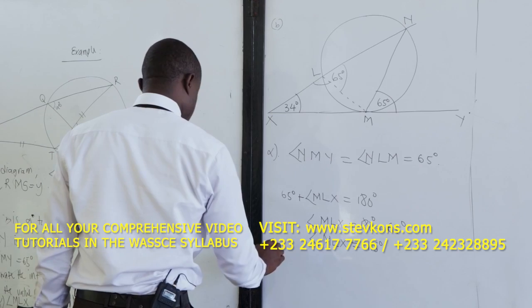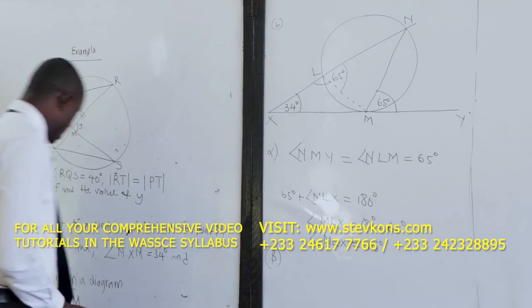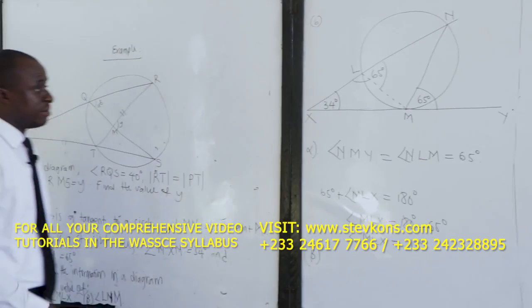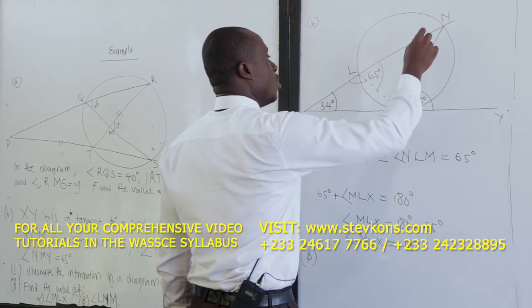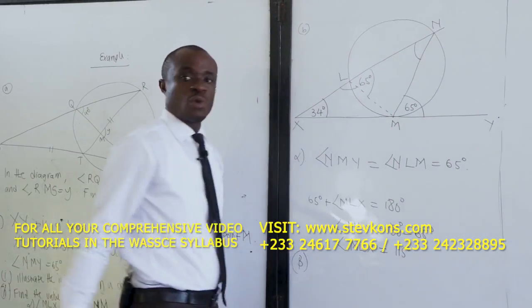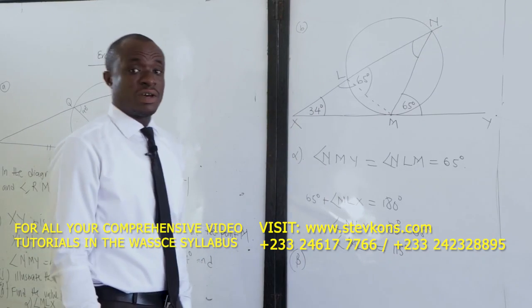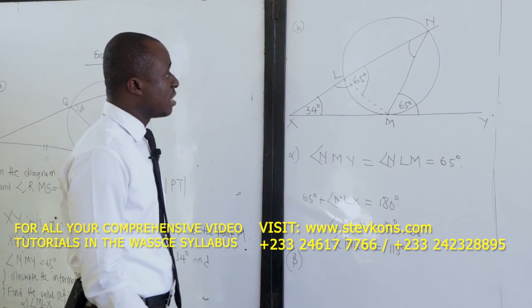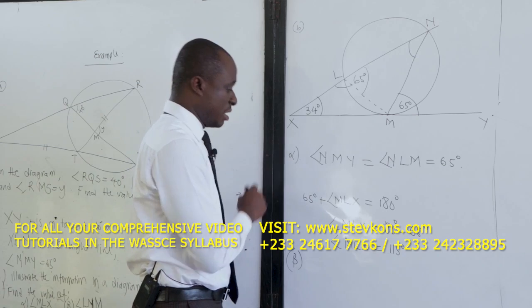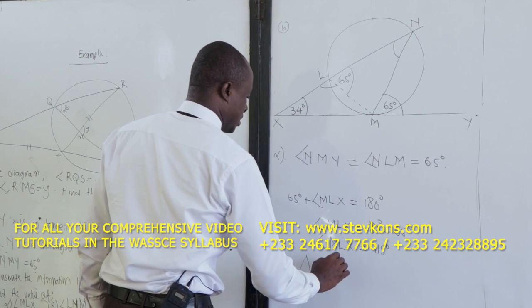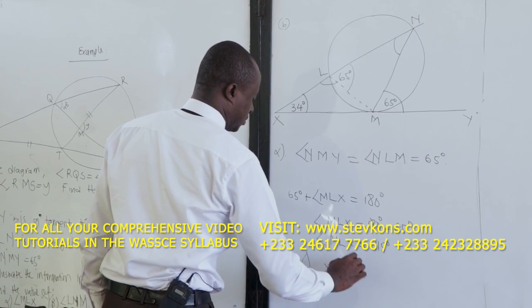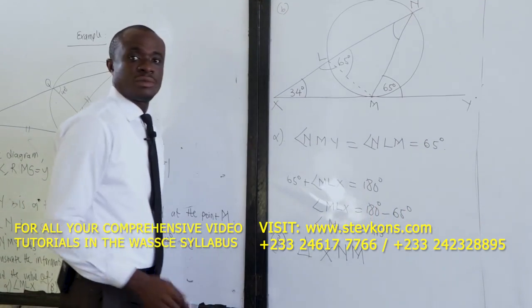Now, let's see, what is the beta saying? The beta is saying that we should find LNM. I want to find the angle over here. What can we see over here? We can see a triangle. Let's consider that it is triangle XNM. What do we know?